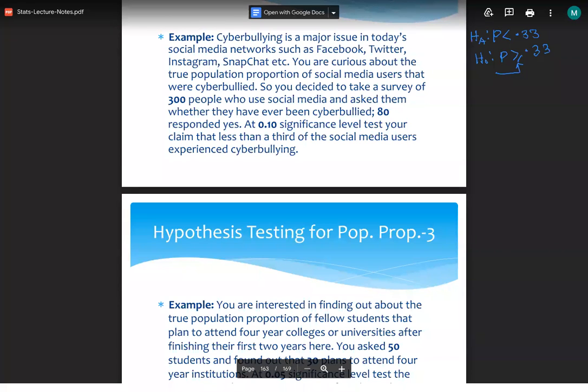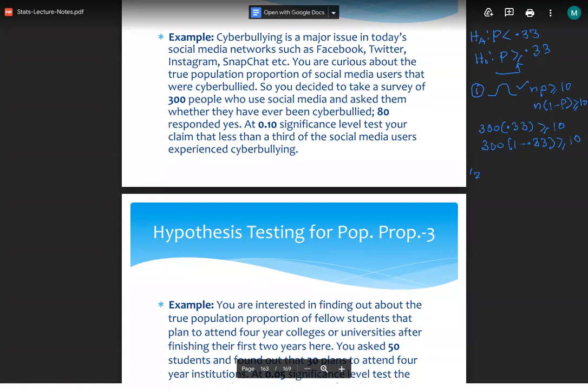Now, condition number 1, the normality or bell-shaped condition: n times P is greater than or equal to 10, and n times 1 minus P, also known as Q, is greater than or equal to 10. N is 300 times 0.33 for P. Obviously, that is greater than or equal to 10. And similarly, 300 times 1 minus 0.33 is also greater than or equal to 10. So the normality condition is satisfied.